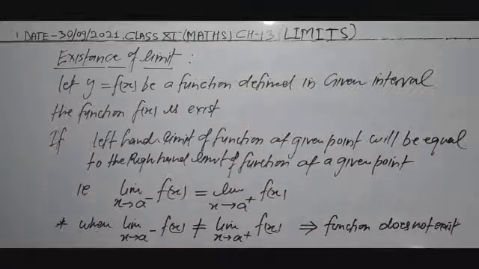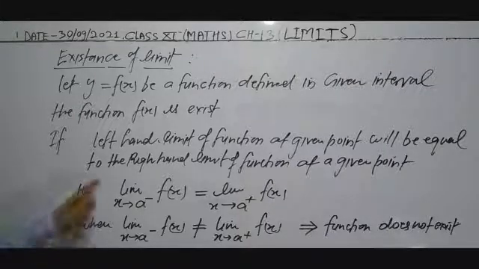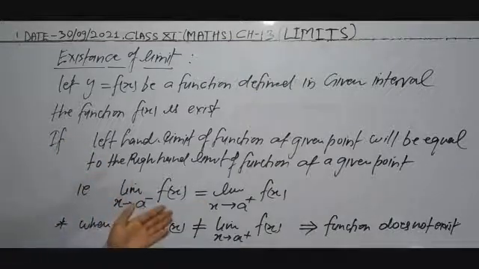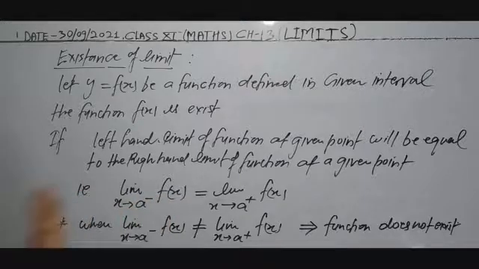Now see, the given function will exist if the left hand limit of the function will be equal to the right hand limit of the function. You will calculate the left hand limit of the given function and then the right hand limit of the given function. If these are equal, then the function will exist. If these are not equal, then the function does not exist. When limit x tends to a minus of f(x) is not equal to limit x tends to a plus of f(x), the function does not exist, and if this is equal, then the function exists. Now this topic is completed. Now I will come to the next topic, formulas.